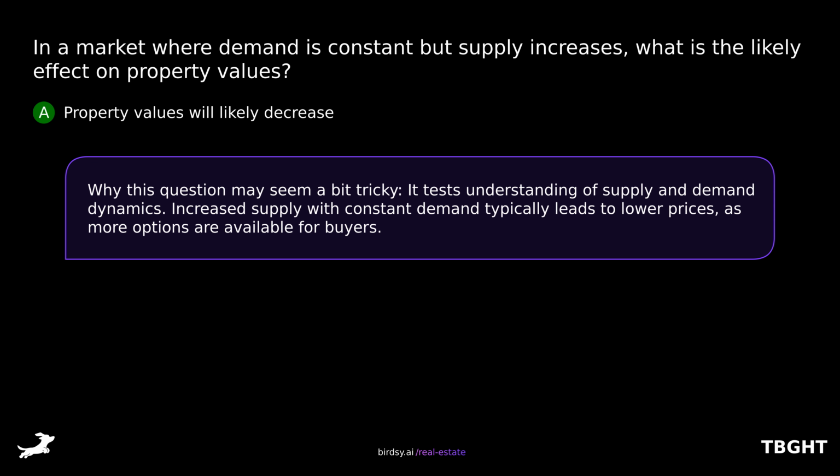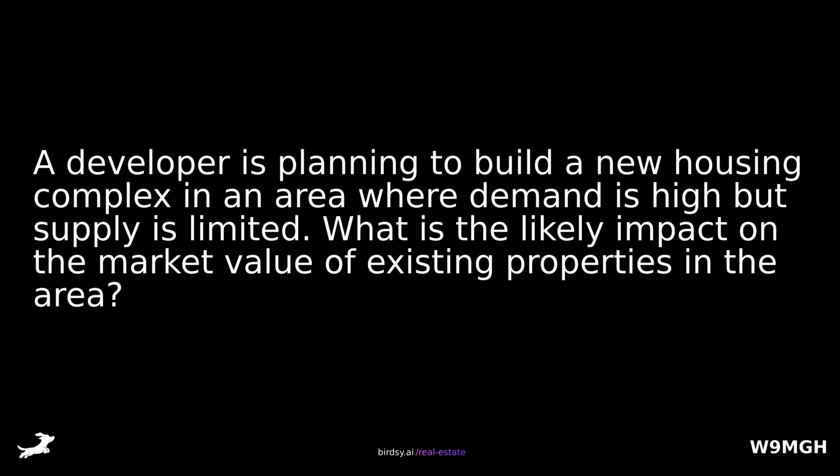Why this question may seem a bit tricky. It tests understanding of supply and demand dynamics. Increased supply with constant demand typically leads to lower prices, as more options are available for buyers. A developer is planning to build a new housing complex in an area where demand is high but supply is limited. What is the likely impact on the market value of existing properties in the area?